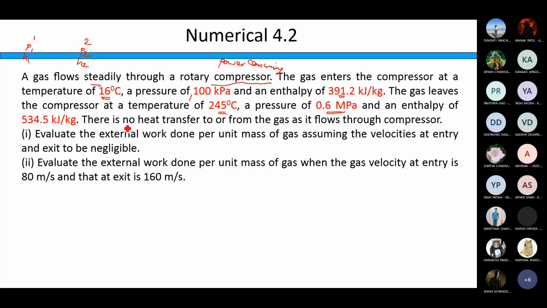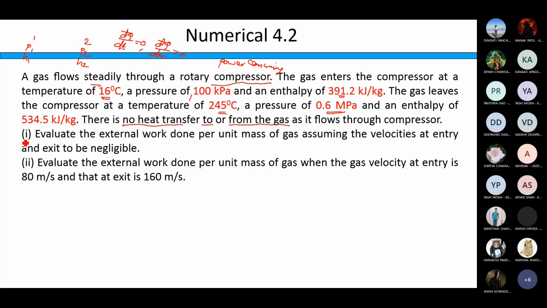Now there is no heat transfer. This is important. There is no heat transfer to or from the gas. It means this term d bar q by dt is zero, right? To or from the gas as it flows through the compressor.